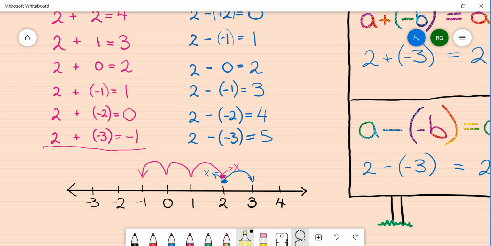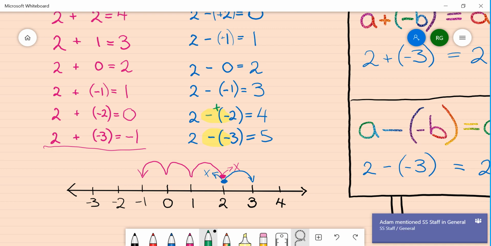If you think about it, we can look at these two negative values. If we look at what our end result ends up being, 2 subtract negative 2 becomes 4. That's kind of the same as saying plus. So if you are subtracting a negative number, you're actually adding it.